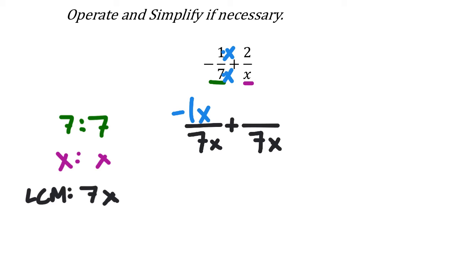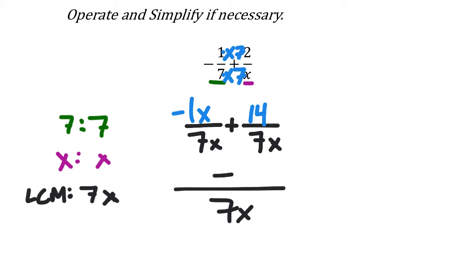Well, what about the x though? We got the 2 over x. What do you multiply the x by? 7. If you multiplied the x by 7, you'd get 7x. So what do you multiply the 2 by? 7. 7 times 2 is 14. So now we have negative 1x over 7x plus 14 over 7x as our new expression. And we have a common denominator of 7x.